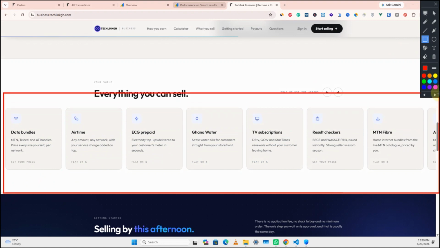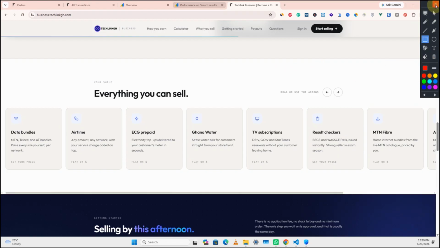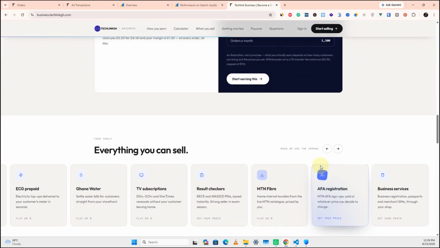People need to register their businesses. Some need to buy data bundles. Some need airtime. Some need to pay their bills. Result checkers: their children are done with school and they want to check results. So all these help you to provide these services for them.